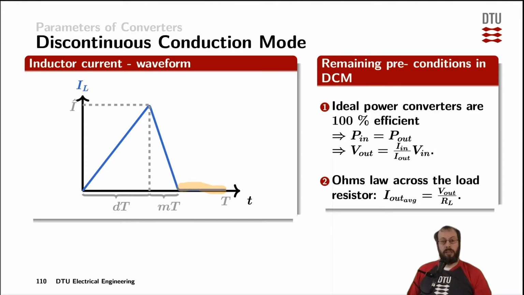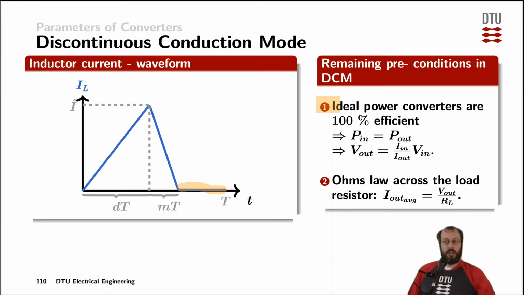However, the DC voltage across the inductor and the DC current through the capacitor still need to be zero. But those equations don't help us here anymore to derive the transfer functions. From the previous assumptions that we have made, the two on this slide here are still valid.